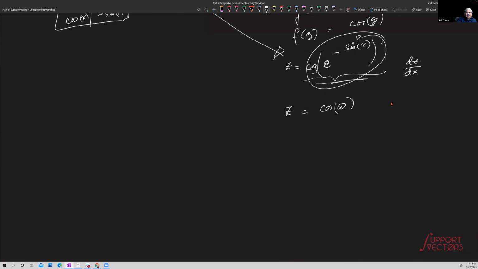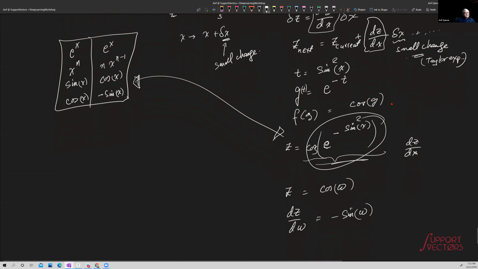So here, can we take the derivative of W? If instead of finding the derivative with respect to X, our job was to find the derivative with respect to W, could we have done that? We could have done that. We could have said minus sine W. Would you agree? Because all we have to do is look up this table that we have, and we realize that here is the answer sitting there.